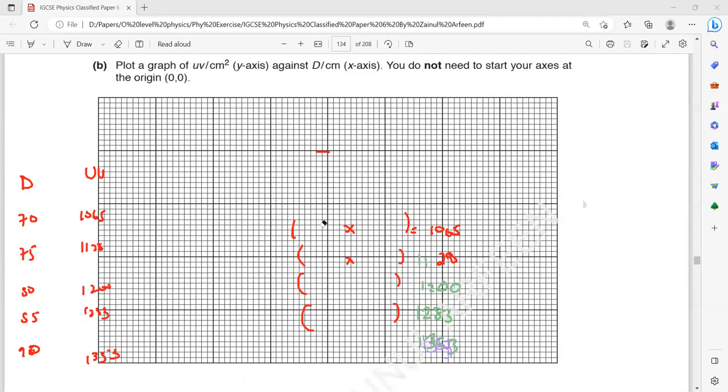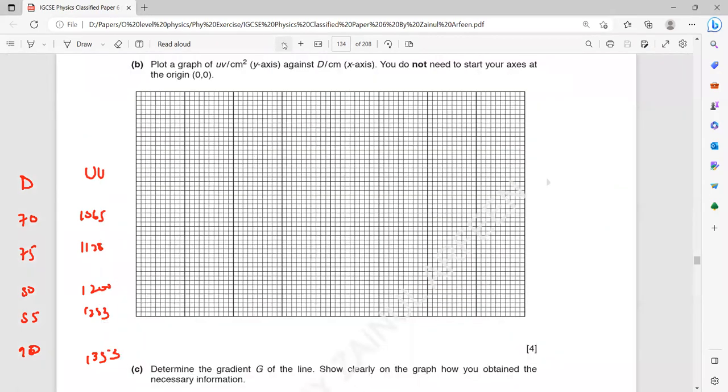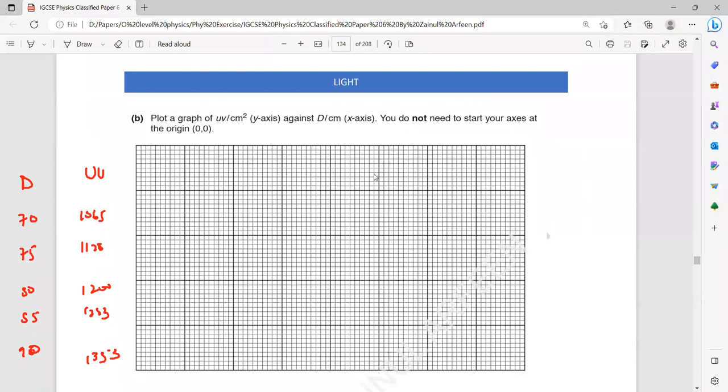As you can see, they mention here we have to plot a graph of u multiplied by v, and u should be on the y-axis. So on the y-axis, we should have u into v, and on the x-axis we will have v. You do not need to start from the origin, like we don't have to mark the origin. What is the maximum value of u into v? The maximum value is 1353. And the minimum value is 1065. So if I start like 1000, then 1100, 1200, 1300, 1400, I can have this.